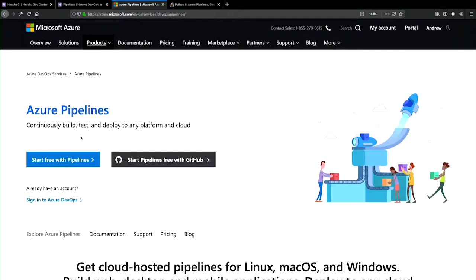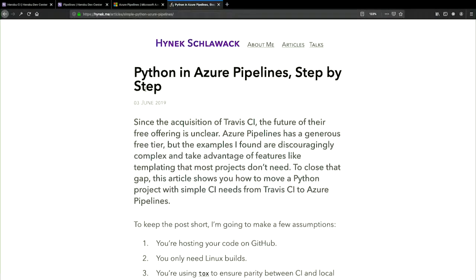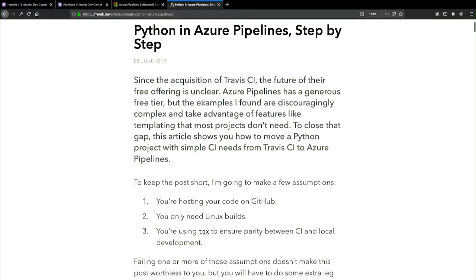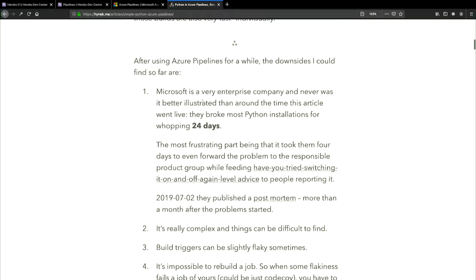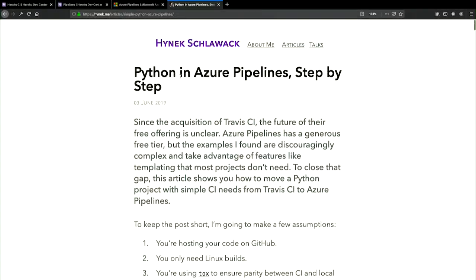And I would take some time to really dive into their documentation. Now, some of their documentation can be a little bit overwhelming. And I find that Hinnock has a lovely article about how to get started specifically with Azure Pipelines with Python. And so this article would be directly applicable to our Django setup.